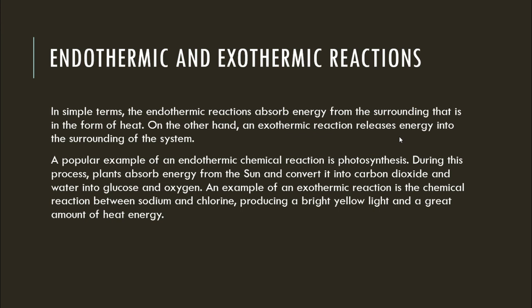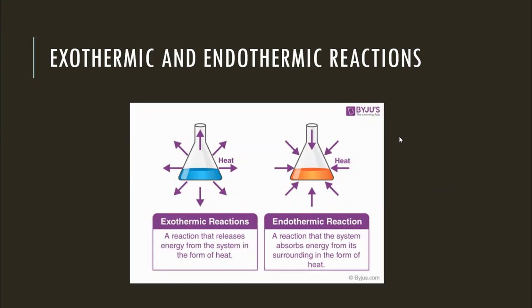That's just the idea. A popular example of an endothermic chemical reaction is photosynthesis. During this process, plants absorb energy from the sun and convert carbon dioxide and water into glucose. They absorb energy, so it is endothermic. An example of an exothermic reaction is one between sodium and chlorine, producing a bright yellow light and a great amount of heat energy. So those are still basic. Moving on to the next.